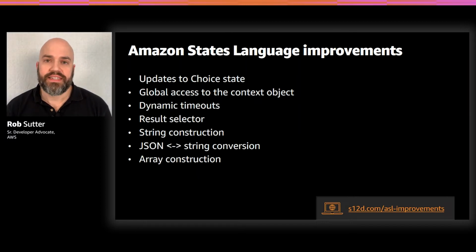We provided dynamic timeouts, the ResultSelector, which is a new way of manipulating your data before you return it to the state. We give you a string construction operator, a string to JSON and back converter, and we give you an array construction operator. You'll see at the bottom of the slide there's a link to the blog post where we announced all these changes. I recommend you follow that link and have a quick read through the blog for additional details. It also includes the code that you'll see in the upcoming slides.